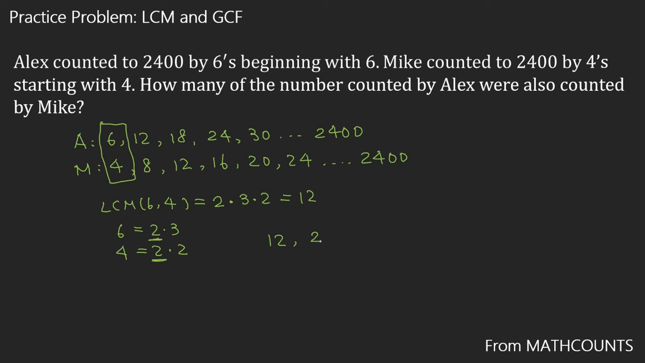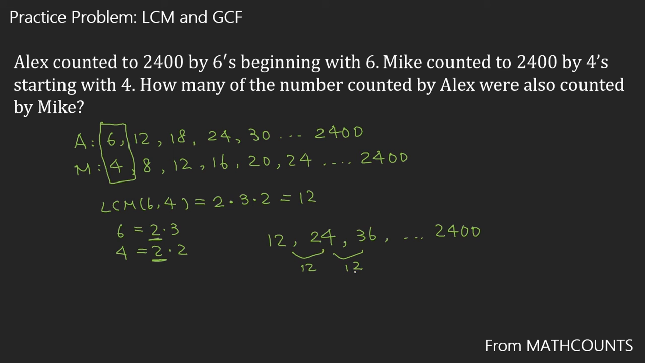So the next common multiple will be 12 times 2, 24. The next one will be 12 times 3, 36, until 2,400. So this is the set of numbers that will be counted by both Alex and Mike. We start with the first equal number, 12, and count to 2,400 with an increment of 12.